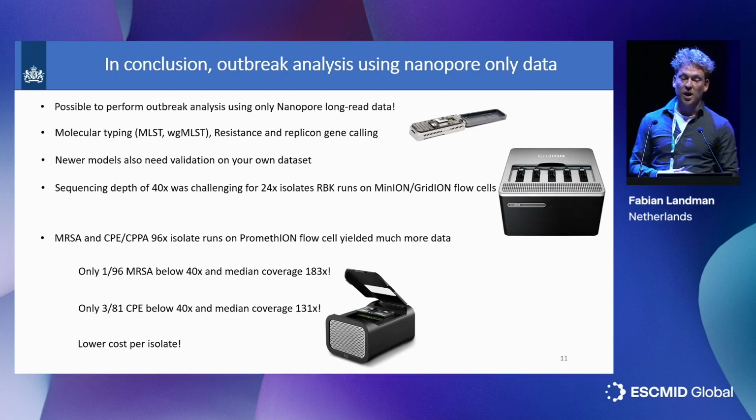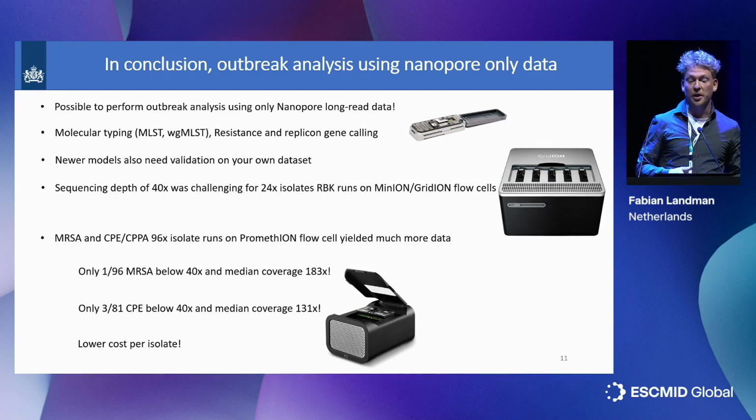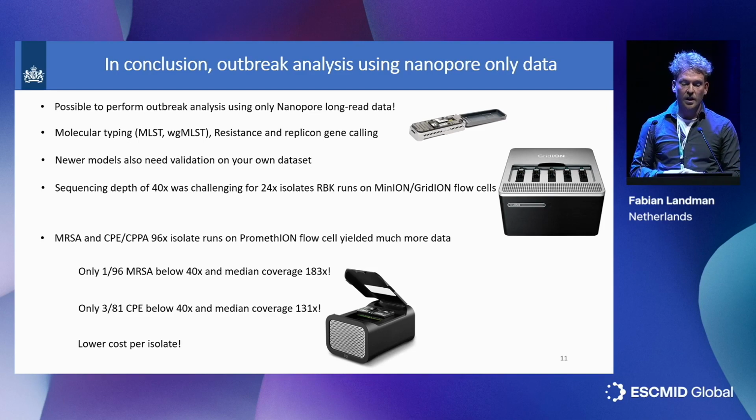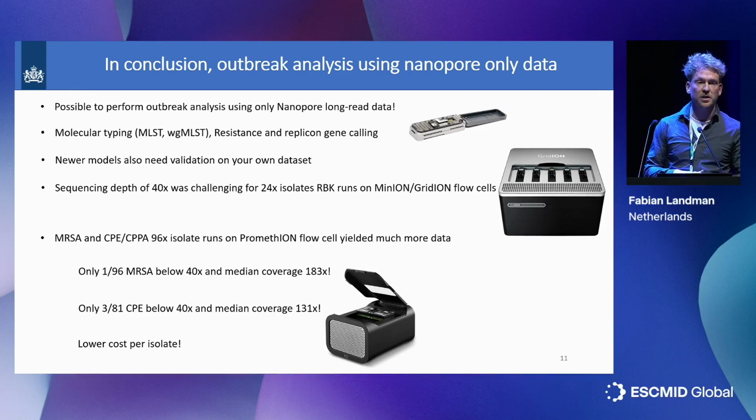In conclusion, it's possible for this data set that we could do an outbreak analysis using Nanopore-only data, except not for Pseudomonas. So for the molecular typing, MLST, whole genome MLST, the resistance and replicon calling, you either use Fly or you use Long Cycler. If there are newer data sets or new models, you will want to validate it on your own data set.